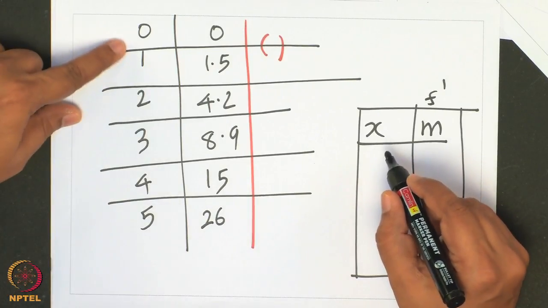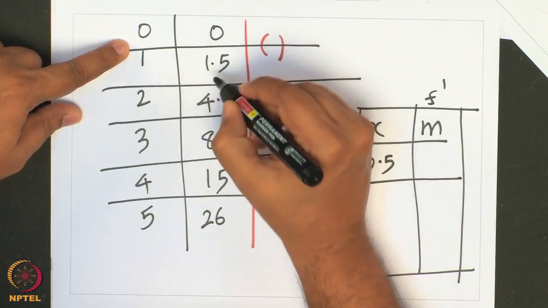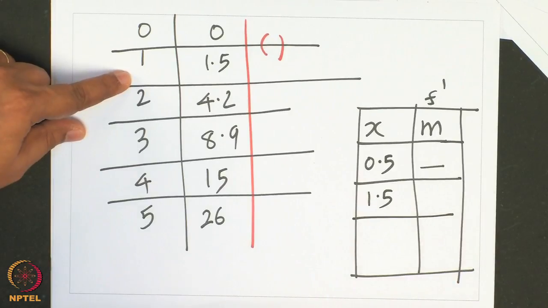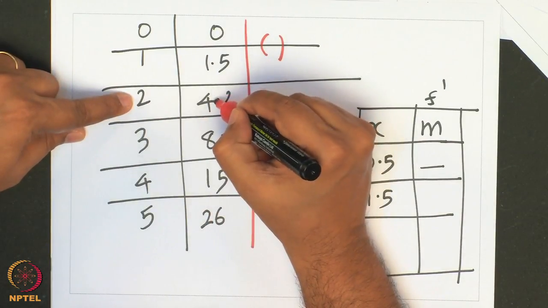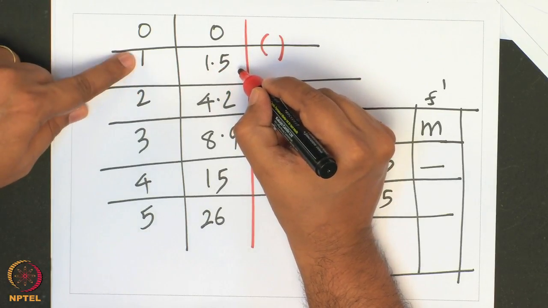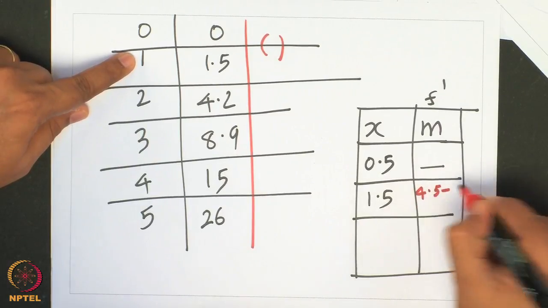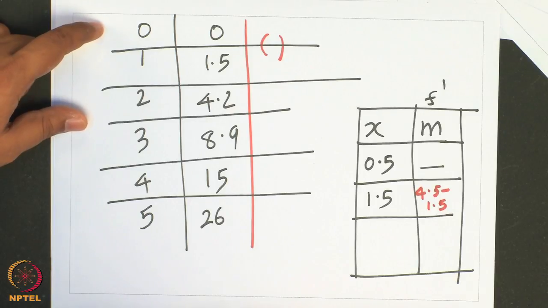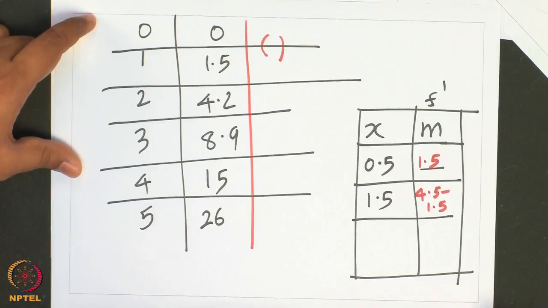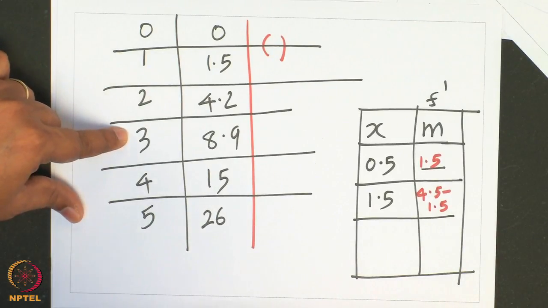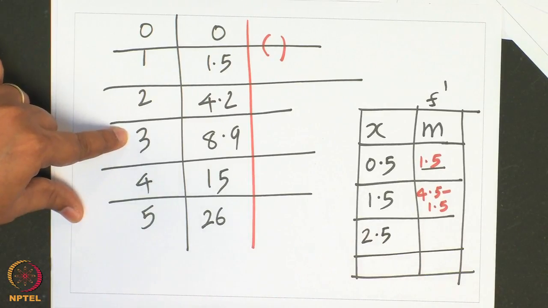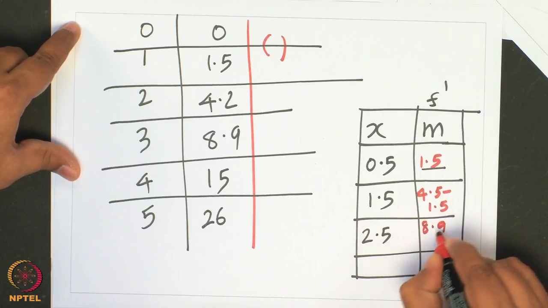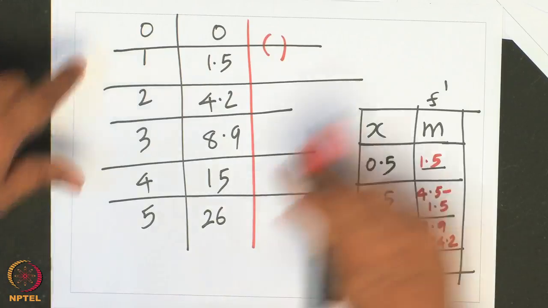So here you have 0 and 1. Between 0 and 1 I could take 0.5 and find the slope, which is this minus this. Then I could write 1.5, which is between 1 and 2. So I could write 4.2 minus 1.5 divided by 2 minus 1, which is 2.7 over 1. Here I could write the slope as 1.5 minus 0 divided by 1. Similarly, I can calculate the slope at 2.5: the slope at 2.5 is 8.9 minus 4.2 divided by 3 minus 2.